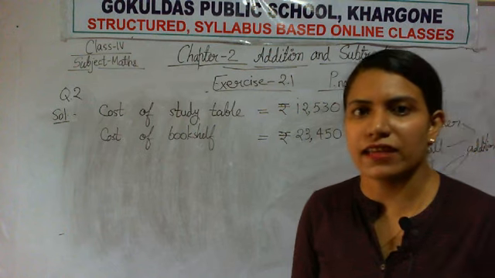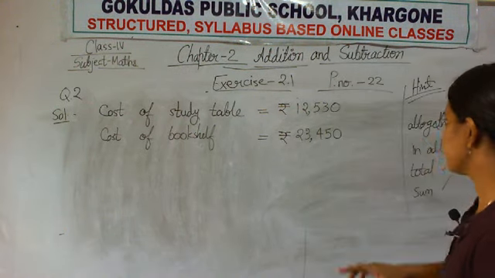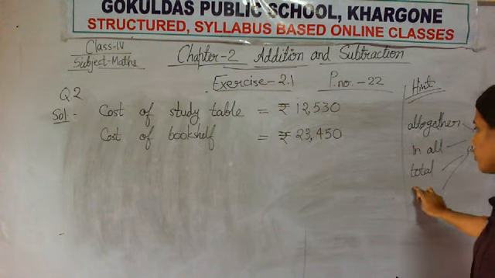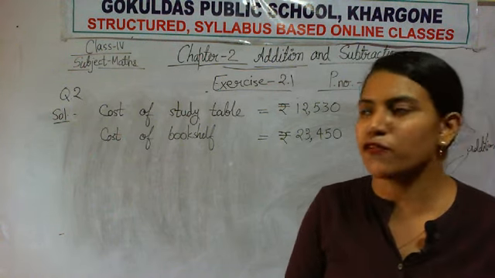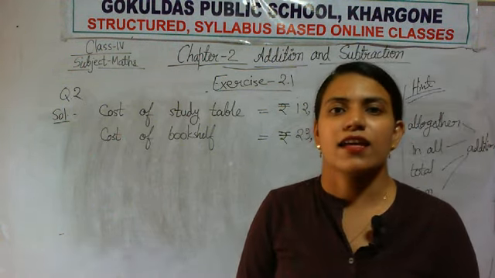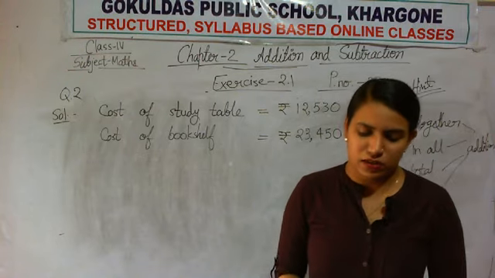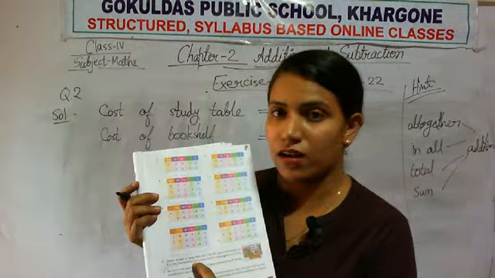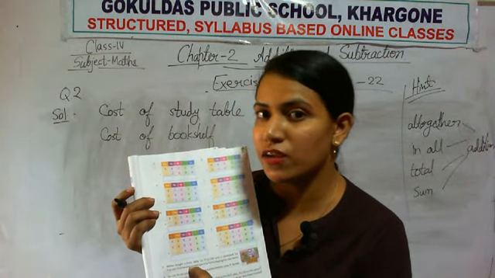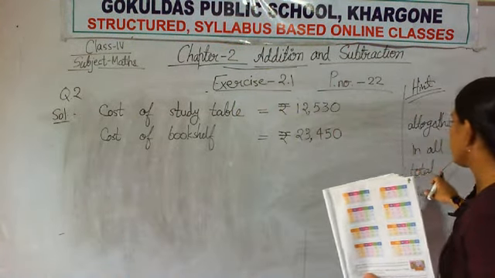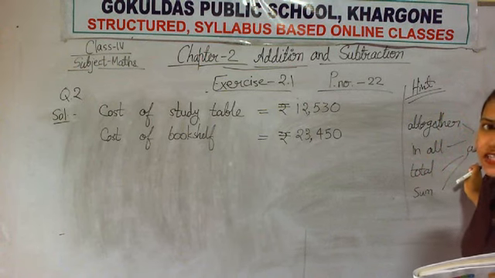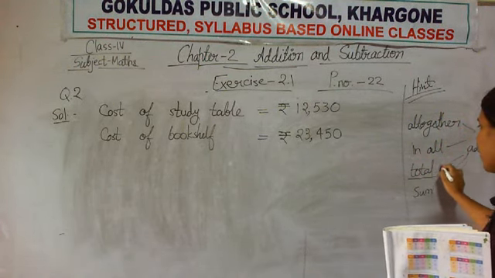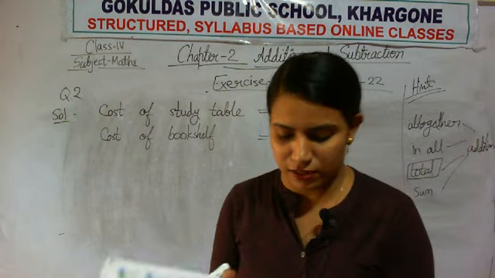Listen, if any question has these hints, all together, in all, total or sum, these four words, then you have to perform addition. So here, see in the question, find the total. The word total has come here. So according to the hint, you have to perform addition, as the word total has come in our question.